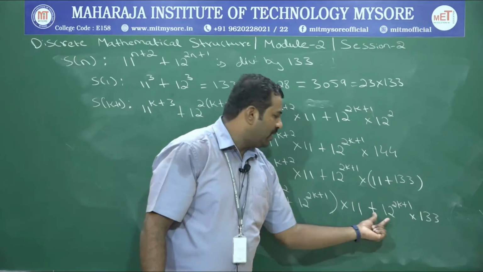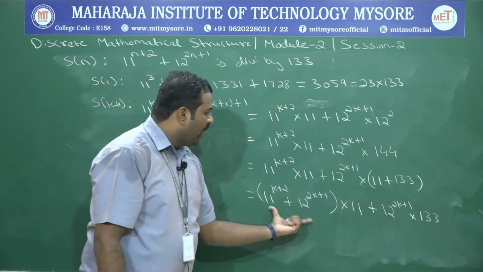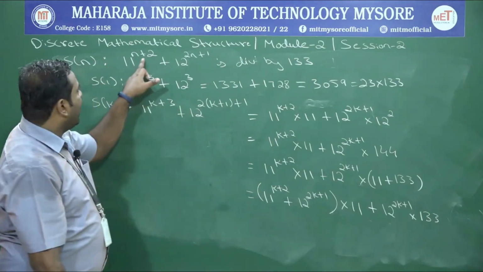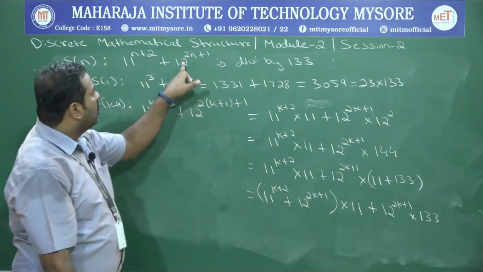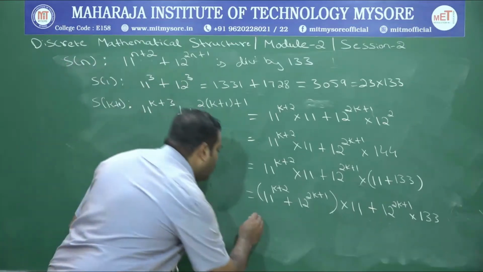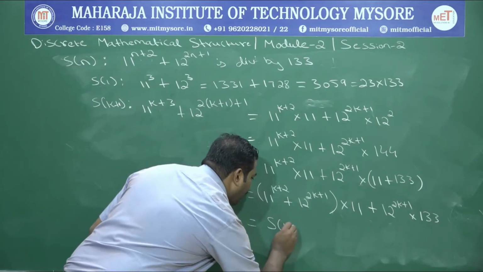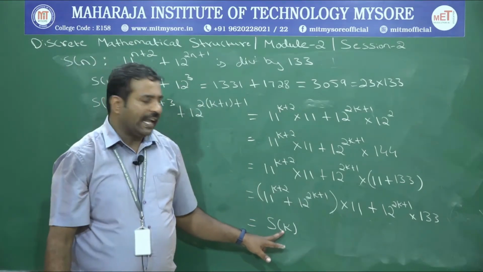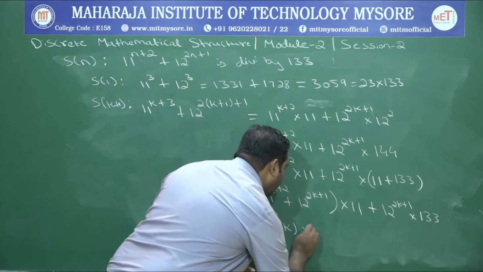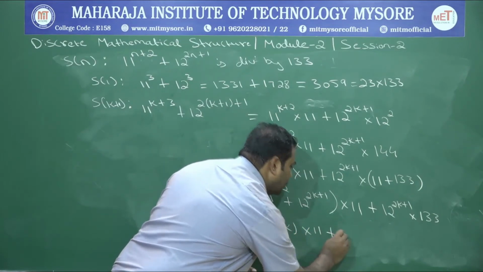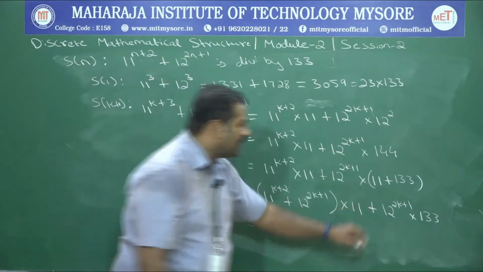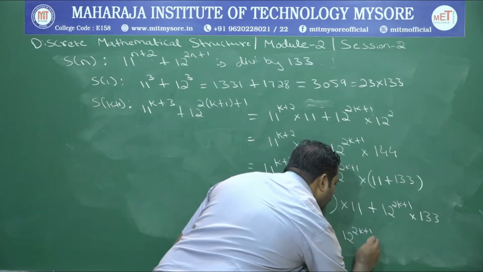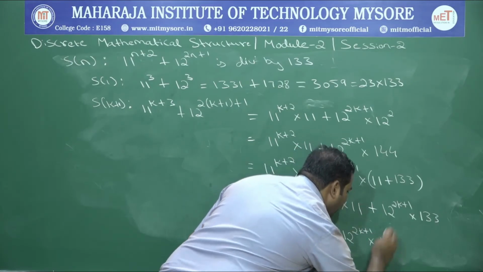With this statement, if you observe, this is going to be equivalent to the k statement. That is, 11k plus 2 plus 12 into (2k plus 1). Now this is going to be S of k, which stands as true, multiplied with 11. So plus I am going to have this entire statement as 12 into (2k plus 1) into 133.